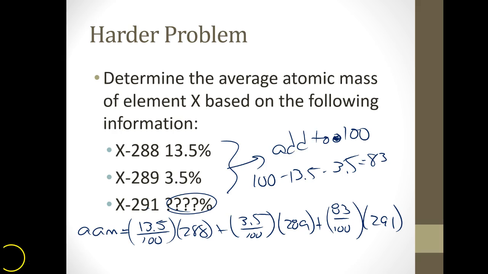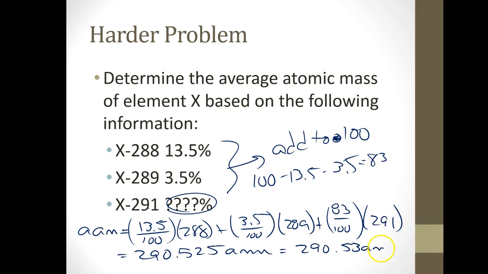I'm going to pause the movie, and you can just literally type it in on your calculator if you have a graphing calculator. And so what you get for an answer is 290.525 AMUs. Don't forget units. If you wanted to call it 290.53, that would be fine.